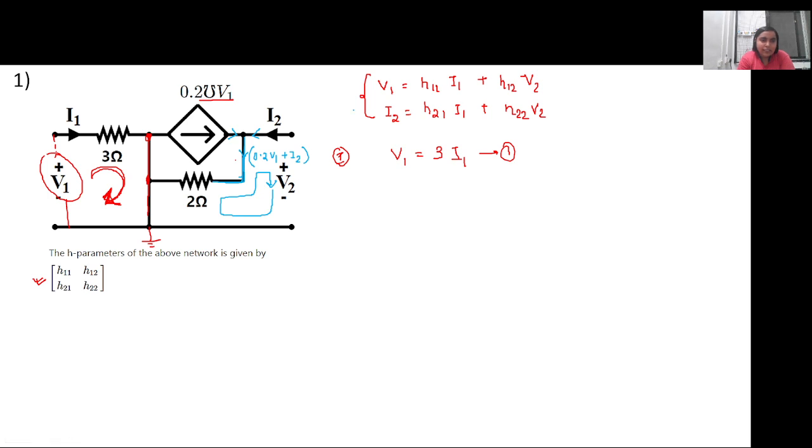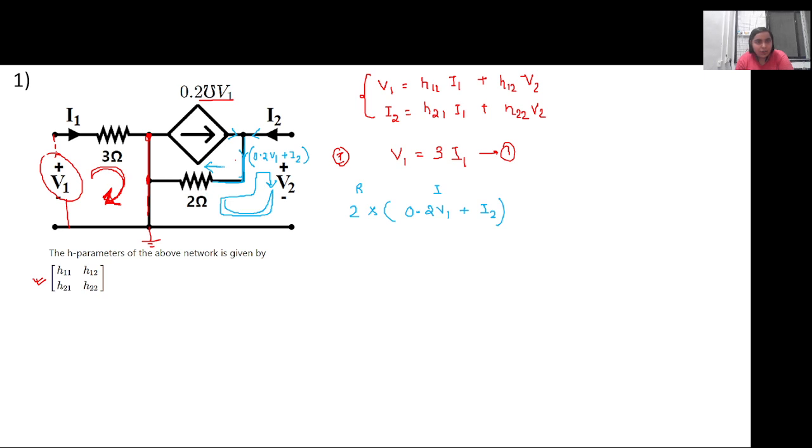So we have applied KVL and we are moving in the clockwise direction. Through this 2 ohm resistance, the current 0.2 V1 plus I2 is flowing. So this is I into R, where this is the current I and this is R.